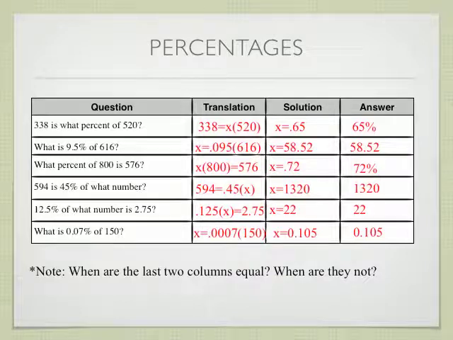So when are the last two columns equal and when are they not? For the first one, I had 0.65 and I changed it to 65%. For the next one, I had 58.52 and I left it alone. For the third, I had 0.72 and I changed it to 72%. For the next, I had 1320 and I left it as 1320. Then I had x equals 22, I left it as 22. And finally, I had 0.105 and I didn't change it to 10.5%. I left it as 0.105.